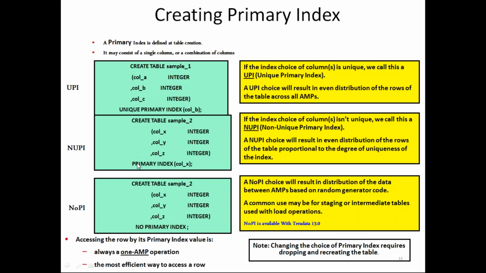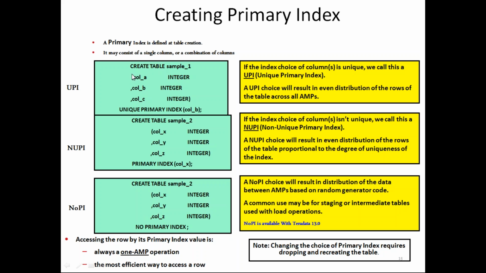Here you can see three types of indexes. One is the unique primary index, the other is the non-unique primary index, that is NUPI, and from Teradata 13 onwards there is a new mechanism where we can create a table with no primary index. Till Teradata 12 we did not have the concept of creating a table without an index. We used to say primary index is mandatory for a table in Teradata. But in Teradata 13 they came up with a new feature where you can create a table without a primary index. What happens if I create a table without a primary index, we'll see later.